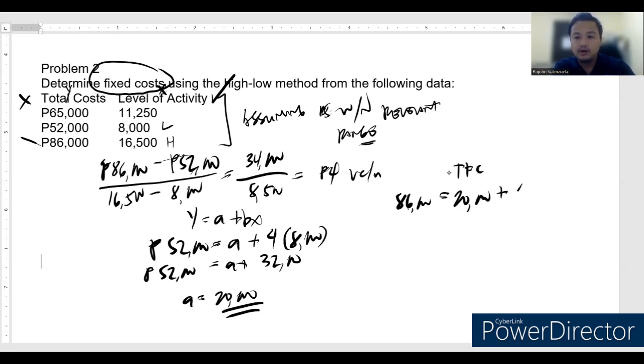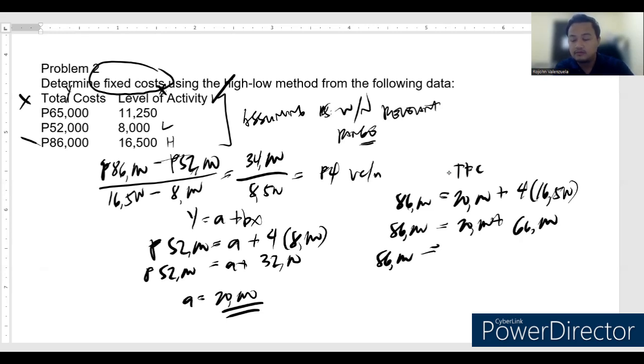Plus 4 times the highest activity, 16,500. So 86,000 equals 20,000 plus 16,500 times 4, which is 66,000. So therefore, 86,000 equals 86,000. So tama yung sagot natin na 20,000 yung ating fixed cost and 4 pesos yung kanyang variable cost per unit. Okay. So far, so good.